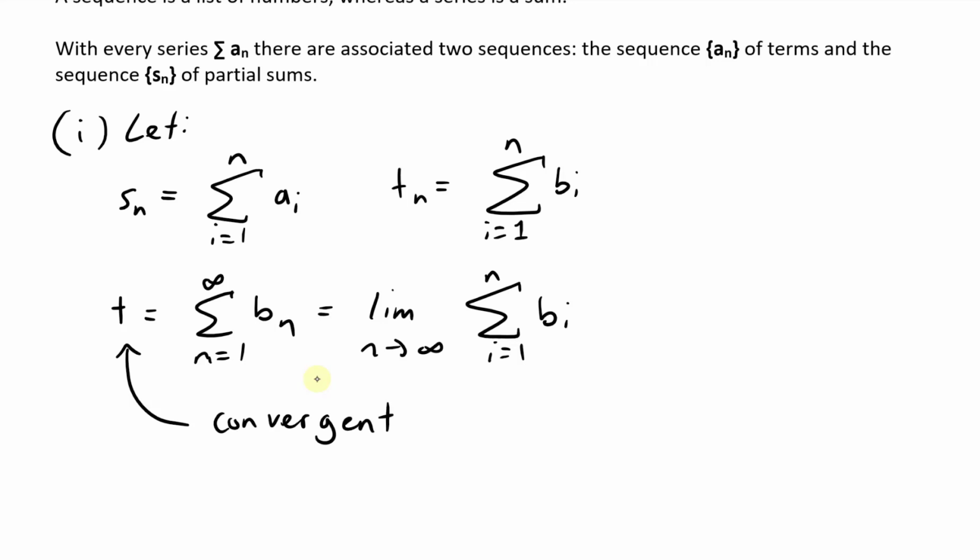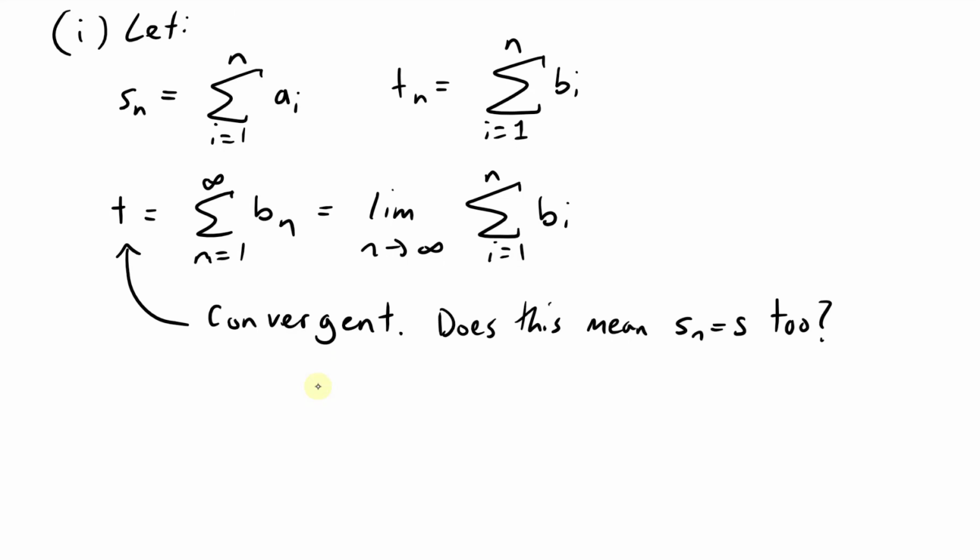And what we've got to do is prove that this is convergent. So basically prove that S_n equals S is also convergent. Or I'll better put it as a question: does this mean S_n equals S, and that is just a number too? And the answer is obviously yes, as we'll prove, and that's part of the comparison test.